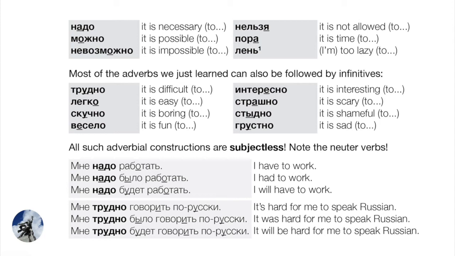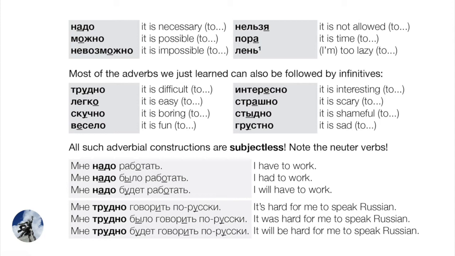Now let's look at some other adverbs that aren't really modal, they're not modal adverbs, they're just the adverbial forms that we've made from the adjectives just now: трудно, легко, скучно, and so forth. We can follow any of those with an infinitive. How would we say it is difficult to read? Трудно читать. Again, just like in English, it's difficult to read.